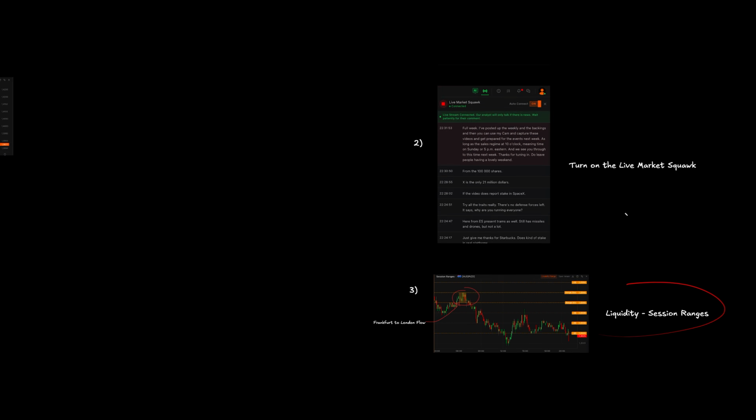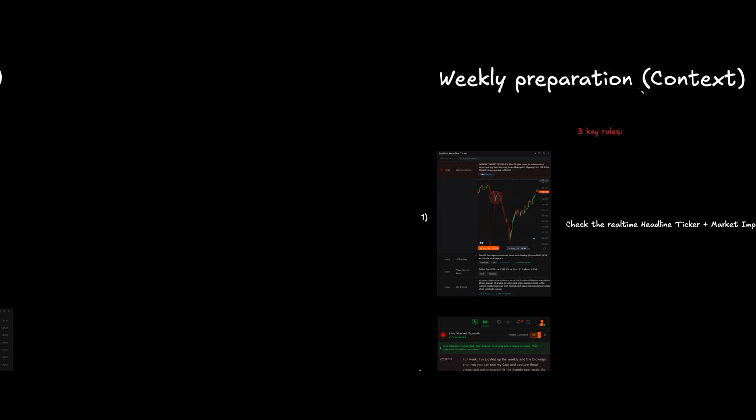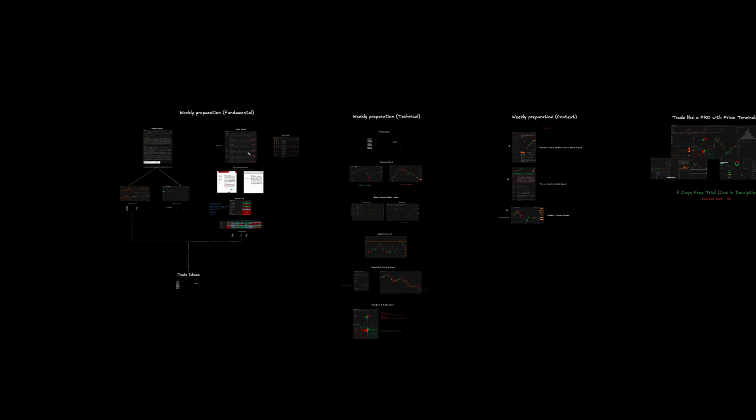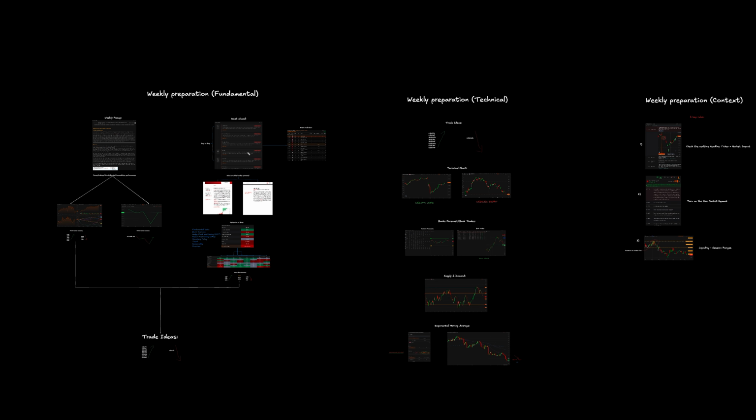And that's why you need to adapt to the session range and you need to adapt to the context in general. So now you have a plan. It starts to make sense. You have the fundamental part, the technical, and the context. So you start with fundamental for the why, then you use technical for your entry, right? So you want to find the best entry, and then you just adapt to the context.